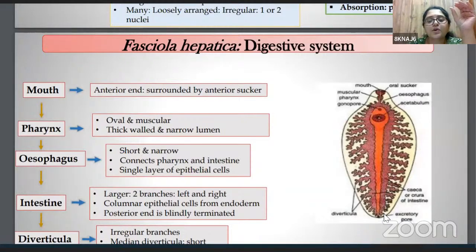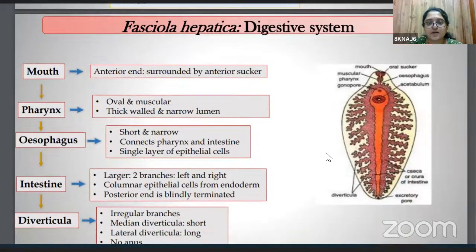A complete digestive system is one which starts from the mouth and ends at the anus: mouth, gut, stomach, small intestine, large intestine, rectum, anus. This is how a complete digestive system looks. So if the alimentary canal is incomplete, it means that there is one part which is not present. It can be the mouth also, it can be the anus also.